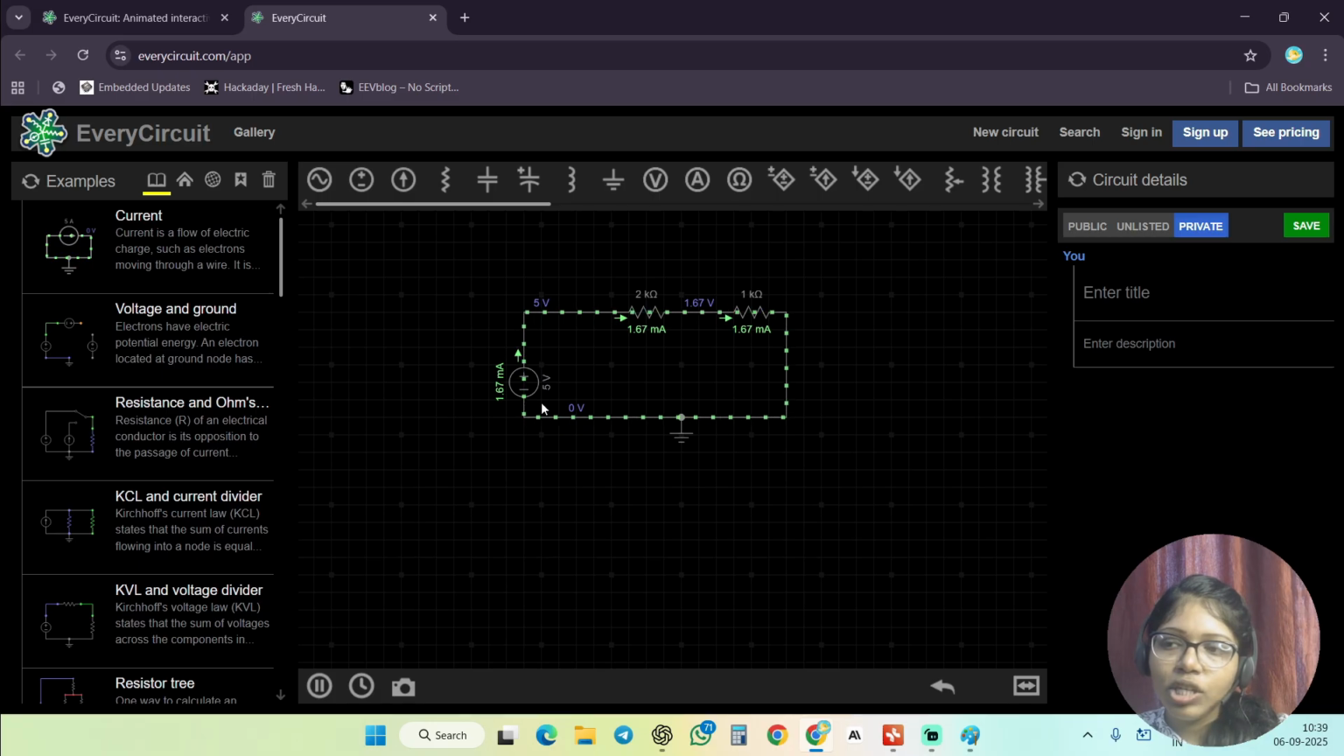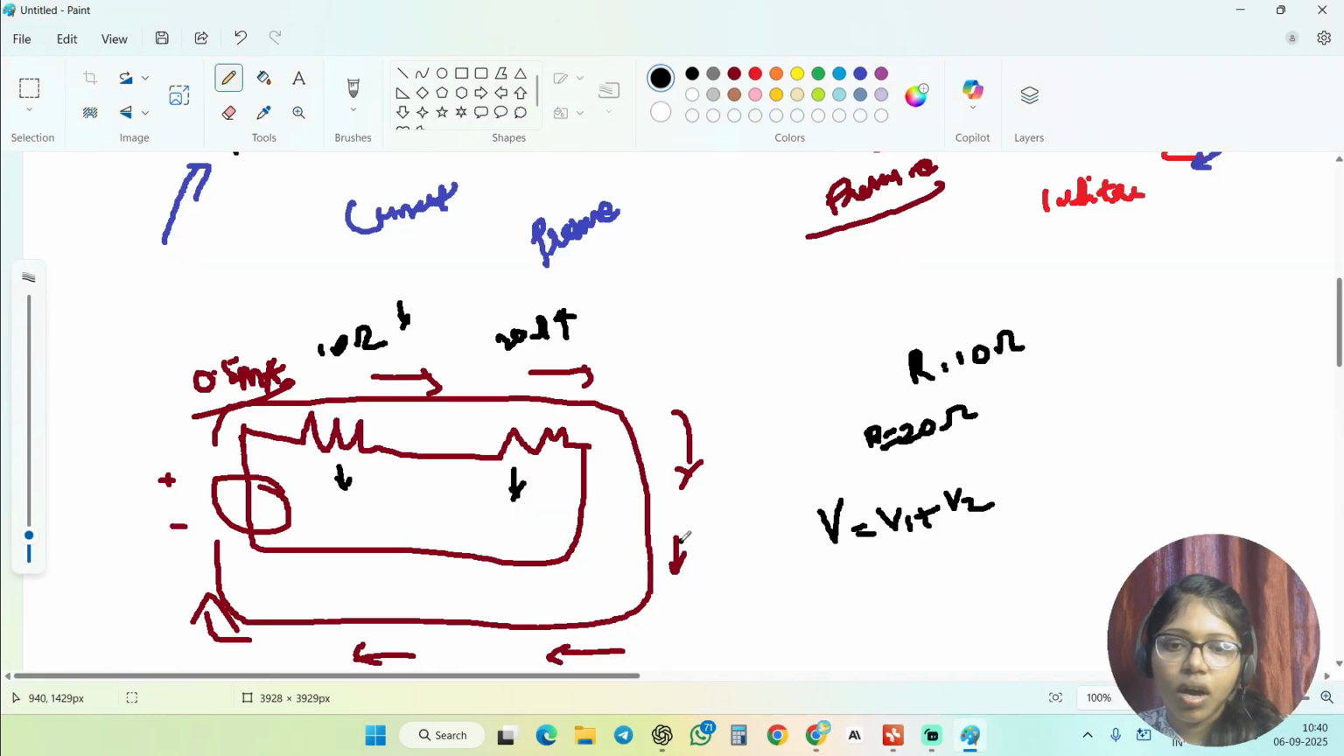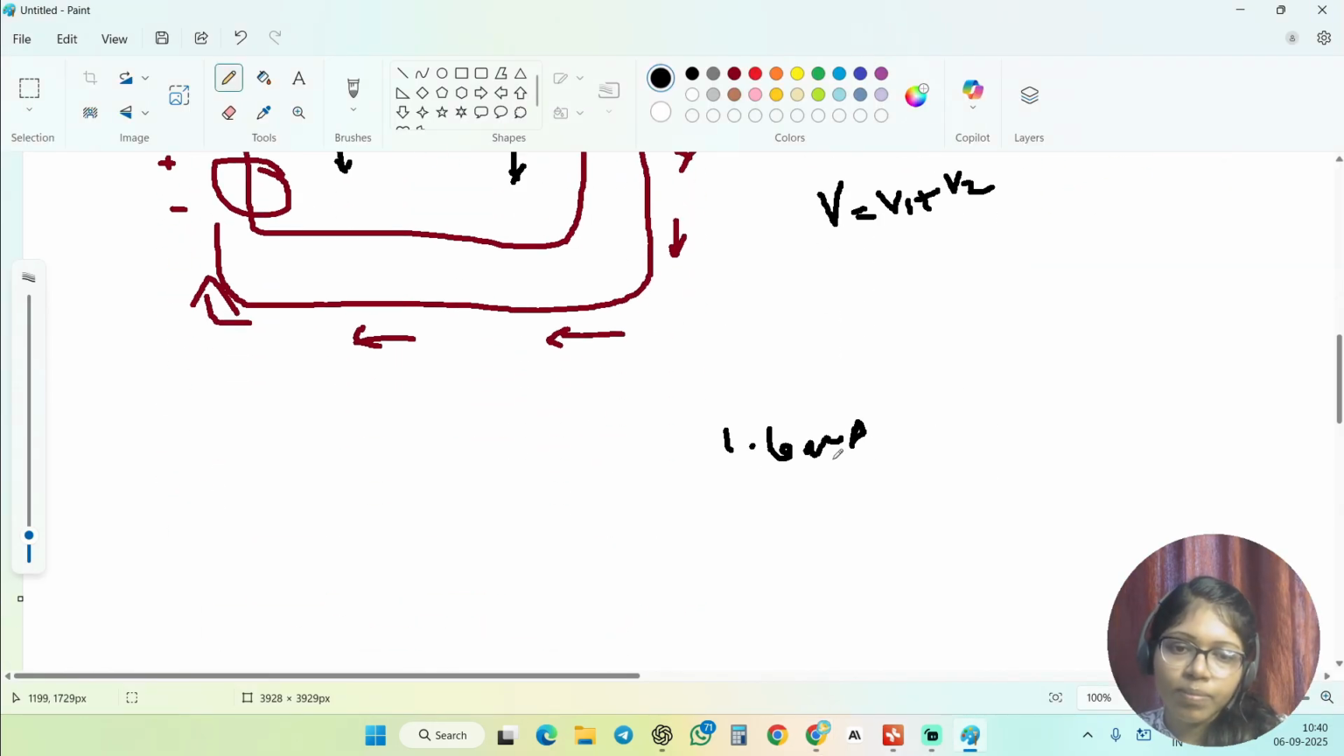So now when I change the resistance value, the amount of current, you can see here also 1.67, here also 1.67. If you take these two resistance values, it is totally 3k ohm, so it depends on that, and the amount of current you can finally fix is 1.6 milliamp. So depending on these two resistances, it is going to calculate the value.